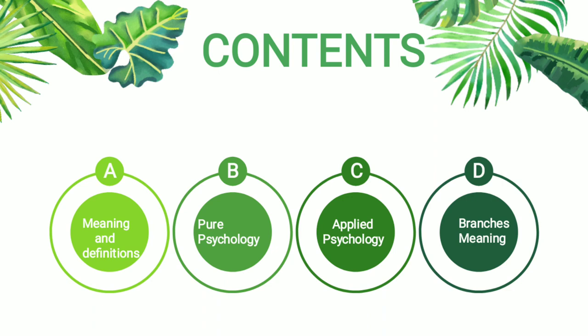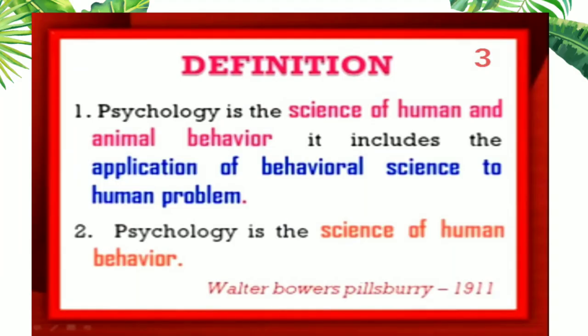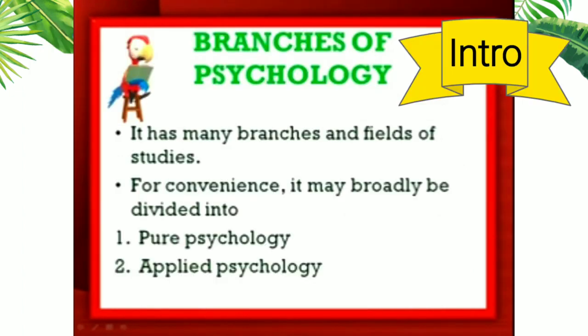Then branches and meanings. The meaning of psychology comes from psyche and logos. Psyche is soul, and logos is study of or knowledge, so it is the study of the soul. Definition: psychology is the science of human and animal behavior. Then branches of psychology. It has many branches and fields of study. It is broadly divided into pure psychology and applied psychology.